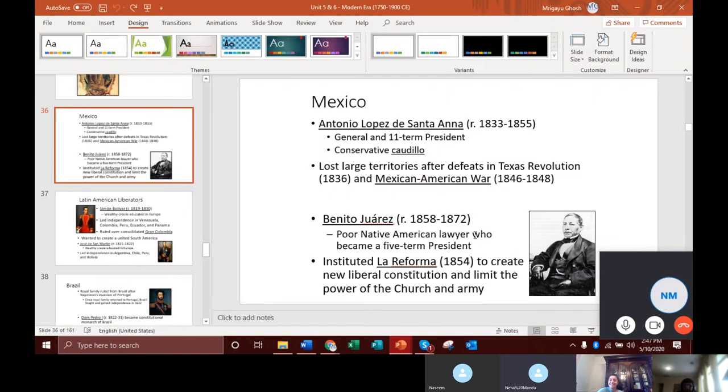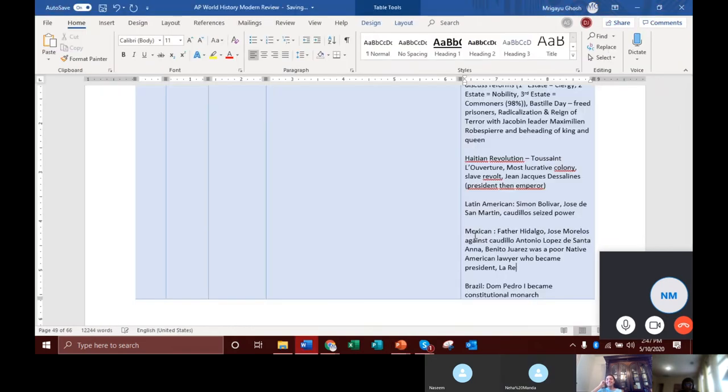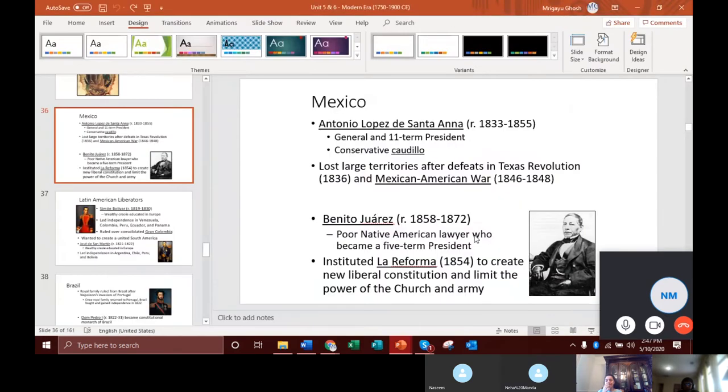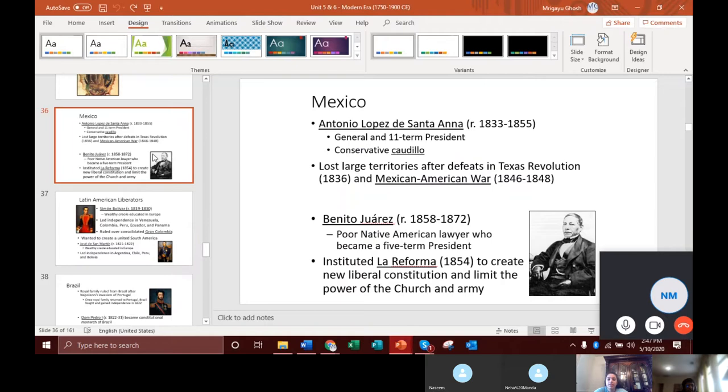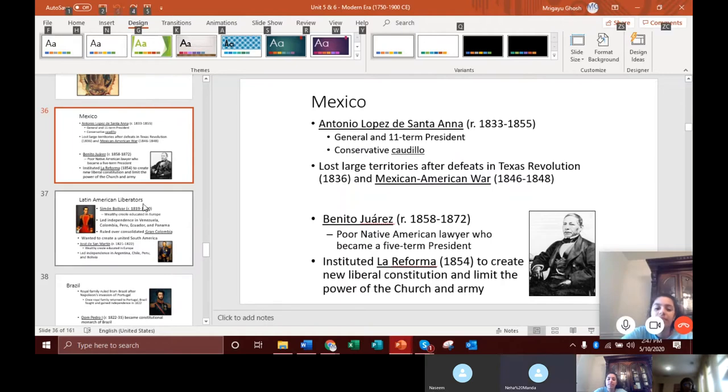Okay. And then, of course, we had La Reforma with the new constitution, right? All right, anything else we have to mention about Latin America, or Mexico at least? I think that's about it.